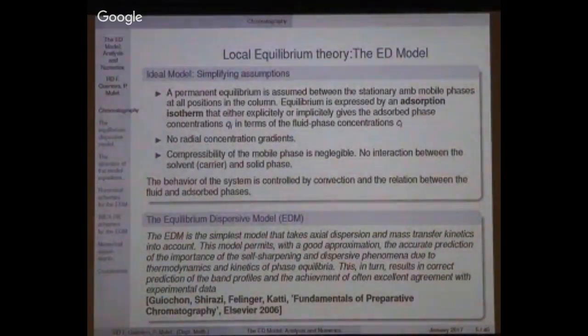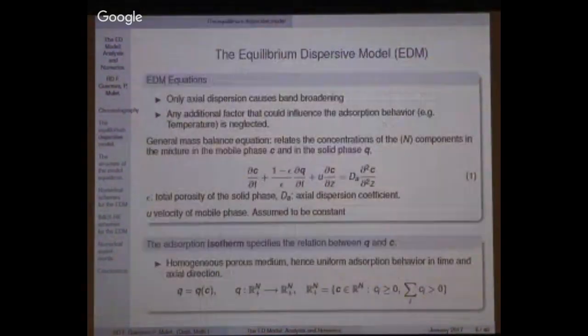Now, this in turn results in correct prediction of the band profiles and the achievement of an excellent agreement with experimental data. This is what drives simulation. You want to have a model that can predict expected behavior. And you want to be able to model, to obtain the simulations in a very robust and accurate way, okay? So what is this model, okay?